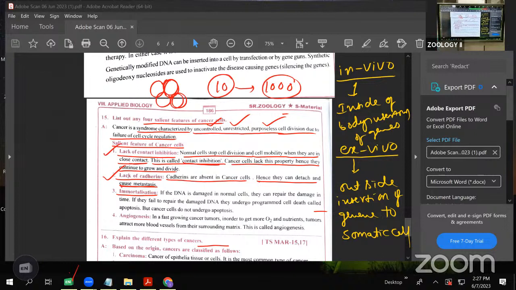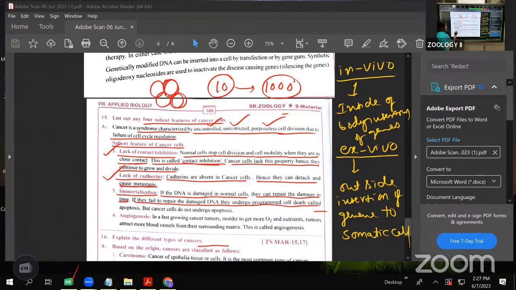Mortality means death. Immortalization: if the DNA is damaged in normal cells, they are repaired in time. If they fail to repair the damaged DNA, they undergo programmed cell death. If the DNA is not repaired, the cell will die.